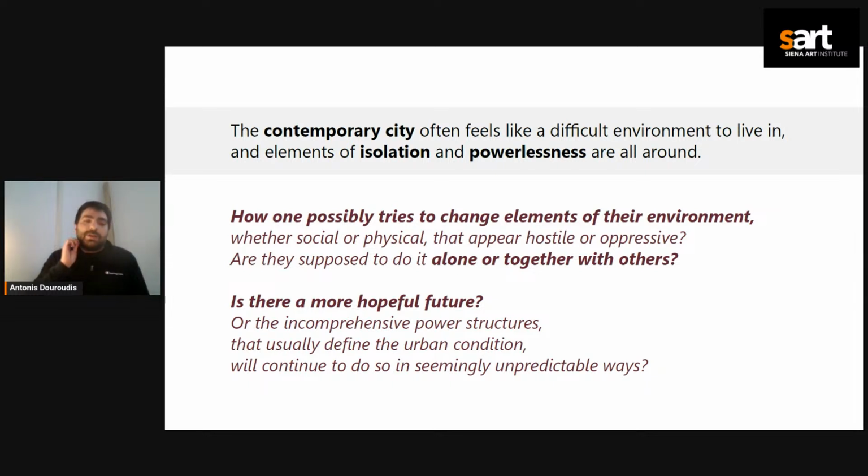And as we will see further, a basic element before actually trying to change things is to understand the whys and the hows of the contemporary city.